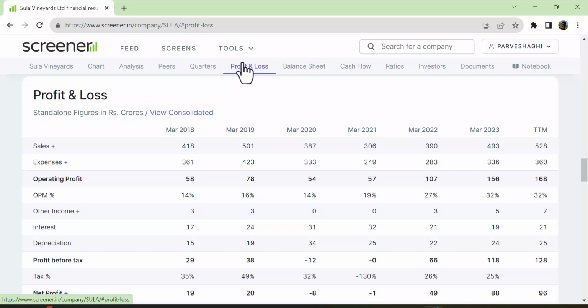This tells you how the IPO came in December 22. Are you seeing the numbers? Please focus on your desktop also, on the screener. The company reported sales of 418 crores in 2018, then 500 crores, then 387 crores because of the COVID impact, and then further down to 306 crores during COVID. Then their sales started going up, to 493 crores last year, up to March this year, and the trailing 12-month number is 528.